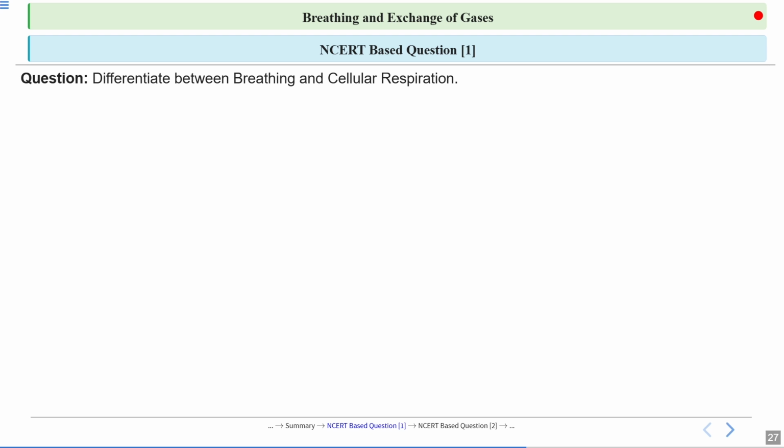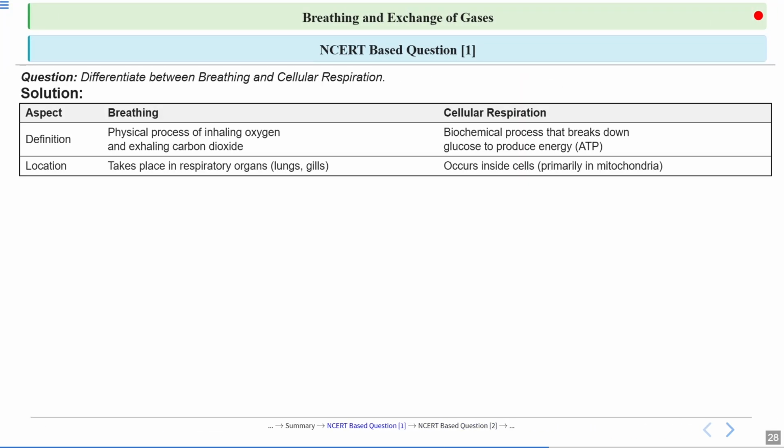So let's have a look at the answer. This is quite a straightforward question. You can see breathing is the physical process. Here only the exchange of gases is occurring. It is a physical process of inhaling oxygen and exhaling carbon dioxide.